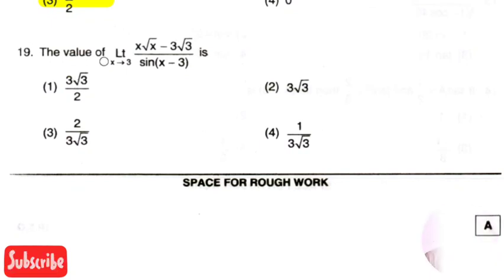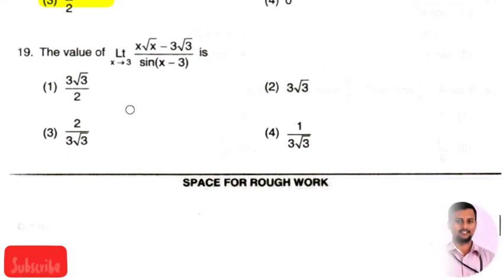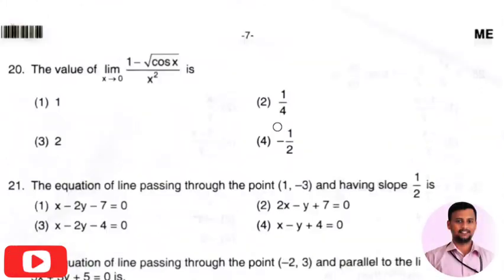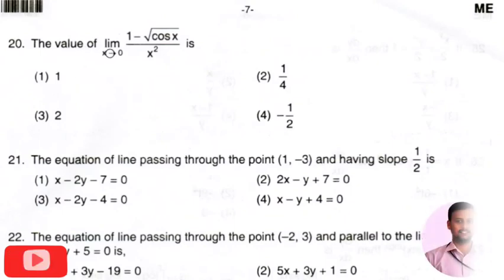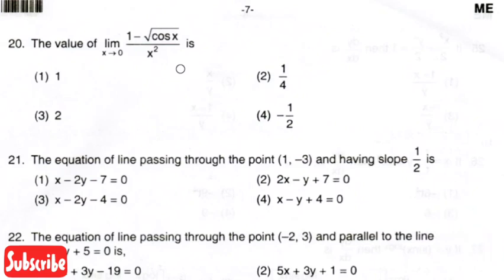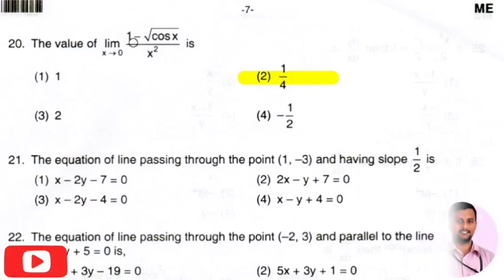The next question is the value of limit x into root x minus 3 into root 3 divided by sine x minus 3 is equals to, and the right answer is option 3, that is 3 into root 3 divided by 2. And the next question is the value of limit 1 minus root cos x divided by x square is, the right answer is option 2, that is 1 by 2. That is the answer for limit 1 minus root cos x divided by x square will be equals to 1 by 4.